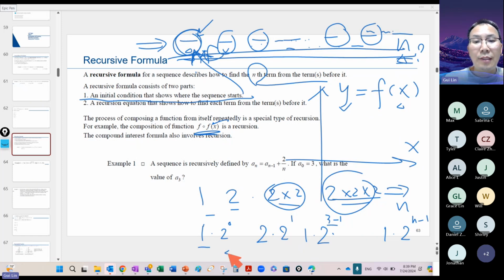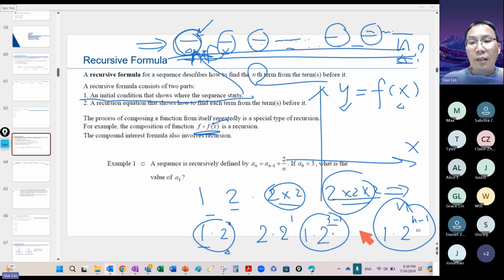The first one is here, the second one is 2, the third one will be here, and the nth one will continue on. The nth one will be like this. So this becomes an exponent.